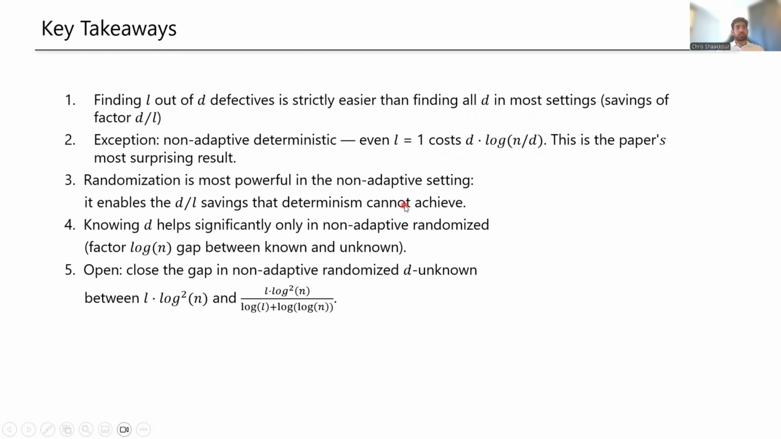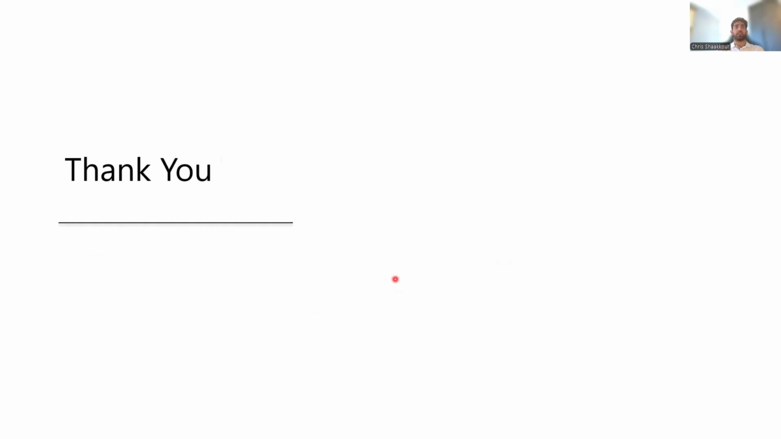And another open result, which we have seen in theorem 14, is that the difference between the upper bound and lower bound is the factor log n plus log of n, which is still an open matter to close in this subject and in this paper. And I think that's mostly it.